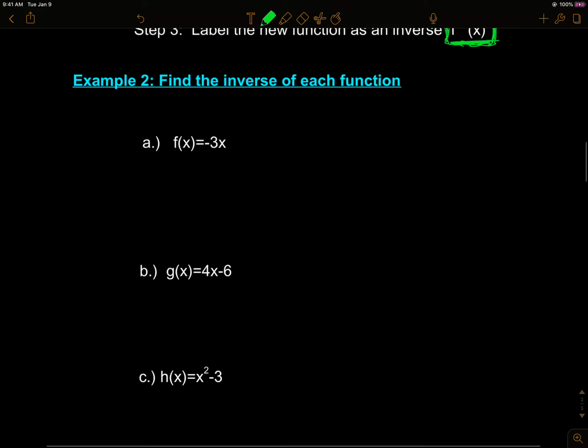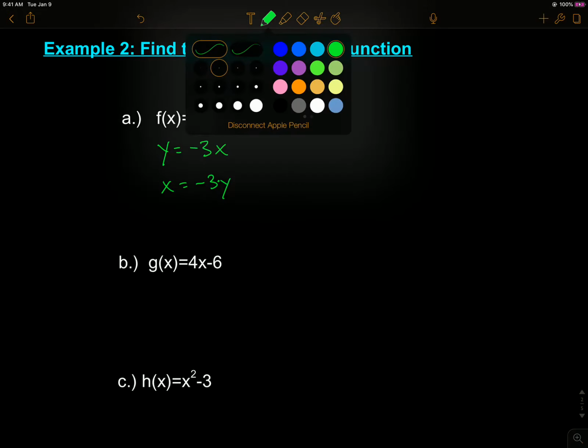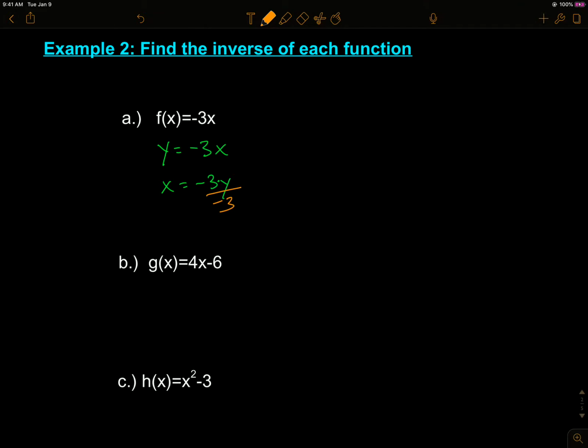All right, so let's do an example. So if our function is f of x equals -3x, step 0 was to rewrite. Get rid of that function notation and call it y. Now we apply our definition of inverses, which means switch the x and the y's. Then the next step is I want to write it as y equals. So if I solve for y, this is negative 3 times y. So I'm going to divide each side by negative 3.